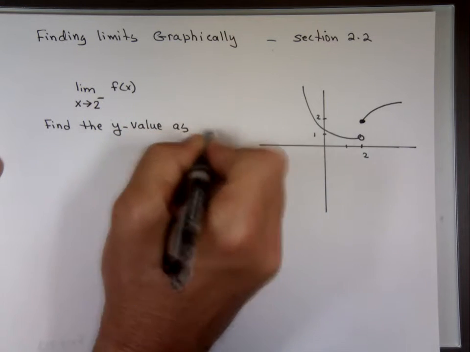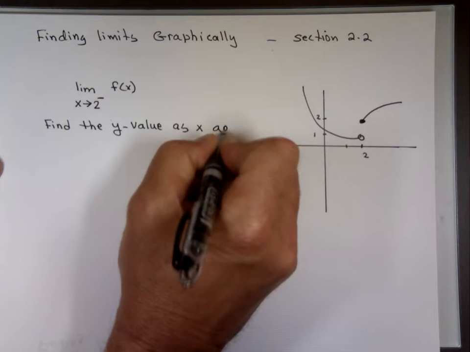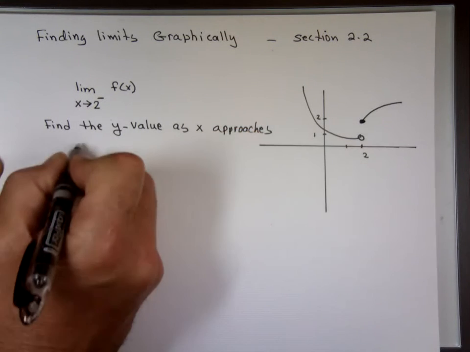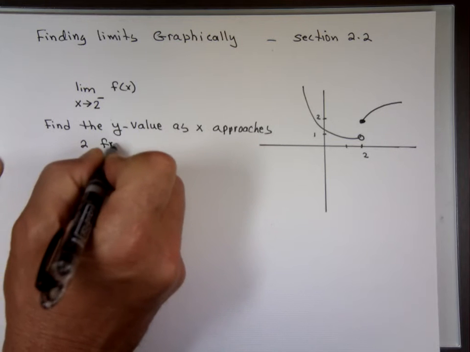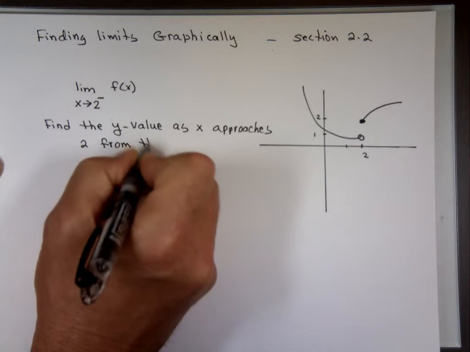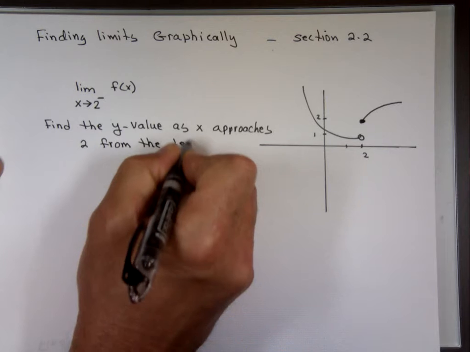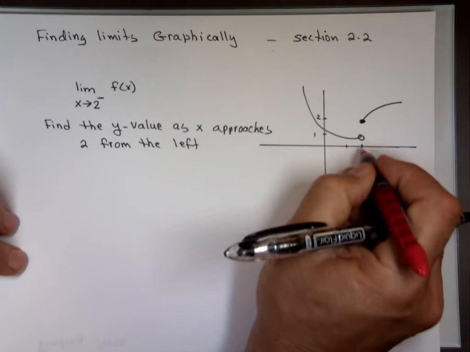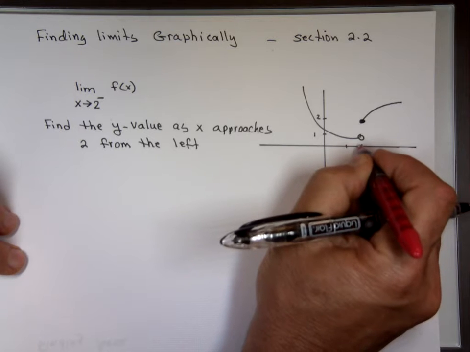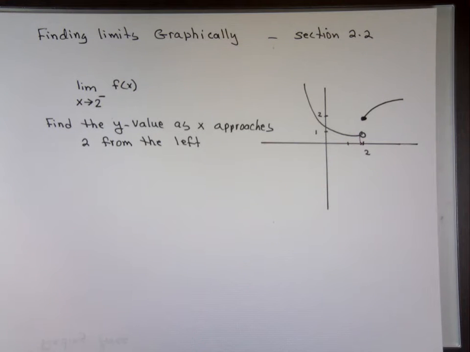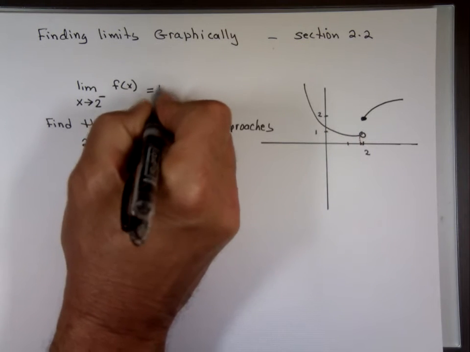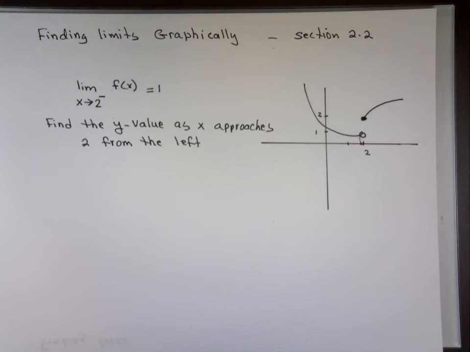as x approaches 2 from the left. When you get close to 2, you go, well, let me get close to 2, right there. What is the y value of that function there? What is that equal to? 1. Right? We'll say it's 1.